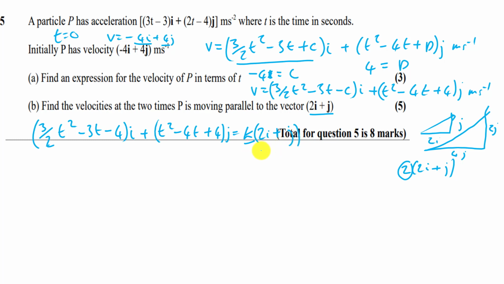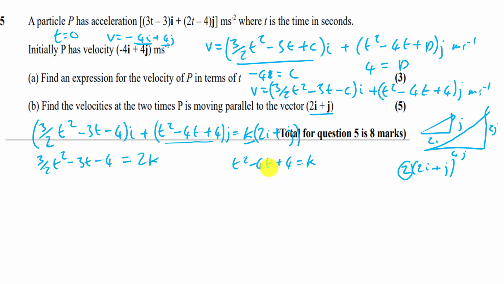So all we do here is we know that for the i, 2 lots of k, so 2k, has to equal this, 3 over 2 t squared minus 3t minus 4, and then that's this kj, so k is going to equal this j component here, t squared minus 4t plus 4.